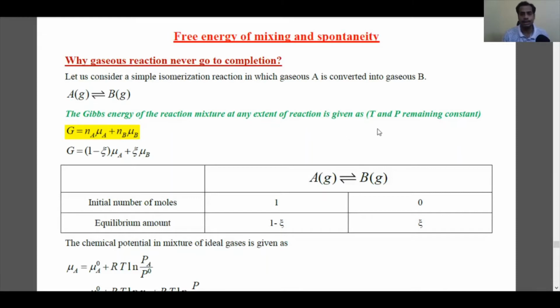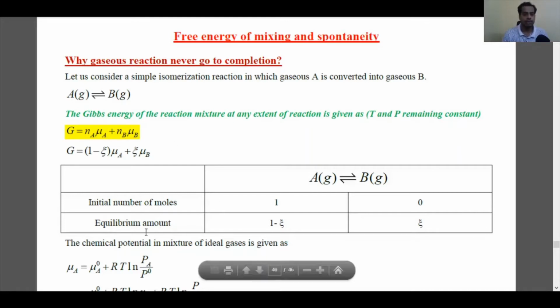I'll just say that at constant temperature and pressure, the Gibbs energy is given as Na mu A plus Nb mu B. What are mu A and mu B? They are the chemical potentials of components A and B. What are Na and Nb? These are the number of moles of A and B respectively at any point of reaction. I am saying at any point of reaction.